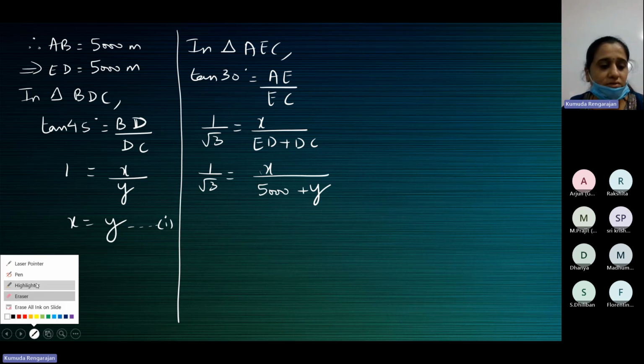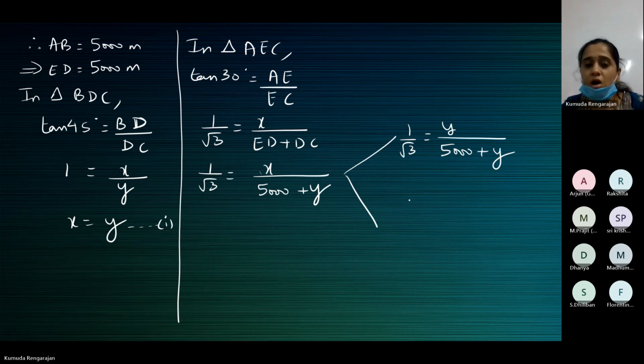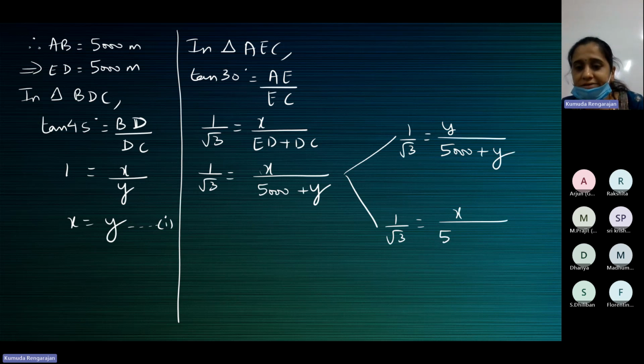You can do two things. What are the two things you can do? You can either write 1 by root 3 is equal to, instead of x, you can say y by 5000 plus y. Or you can do, instead of y, you can put x.